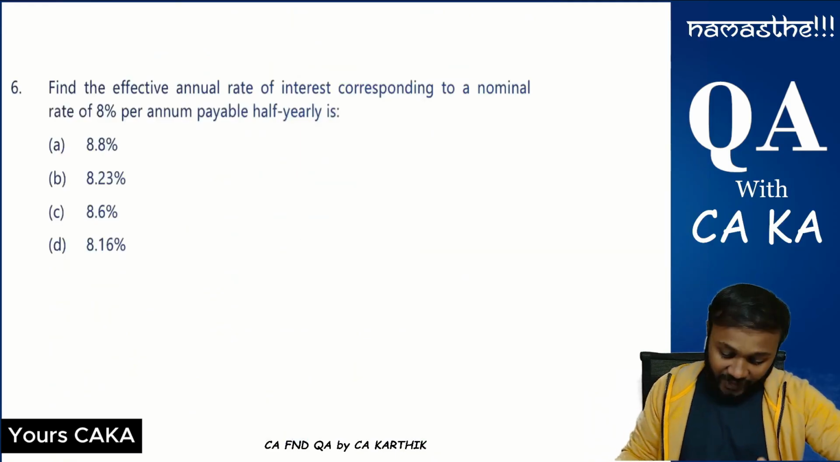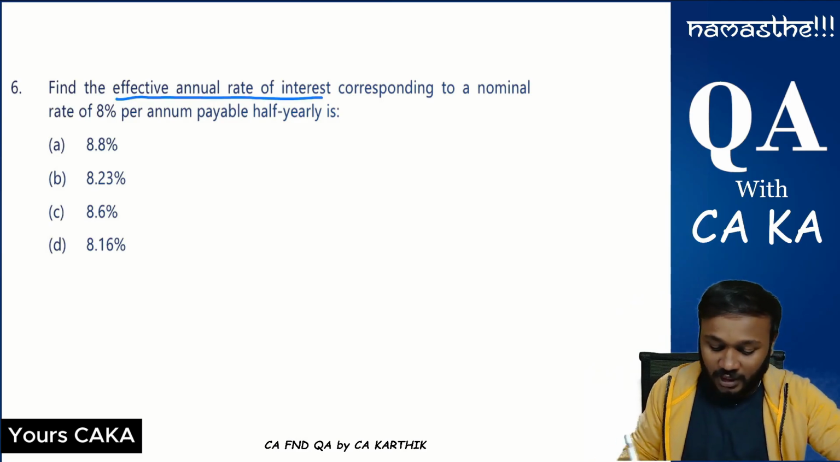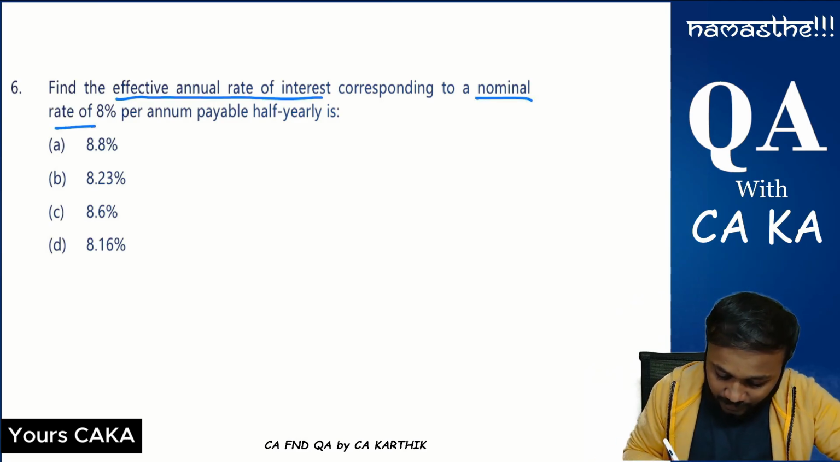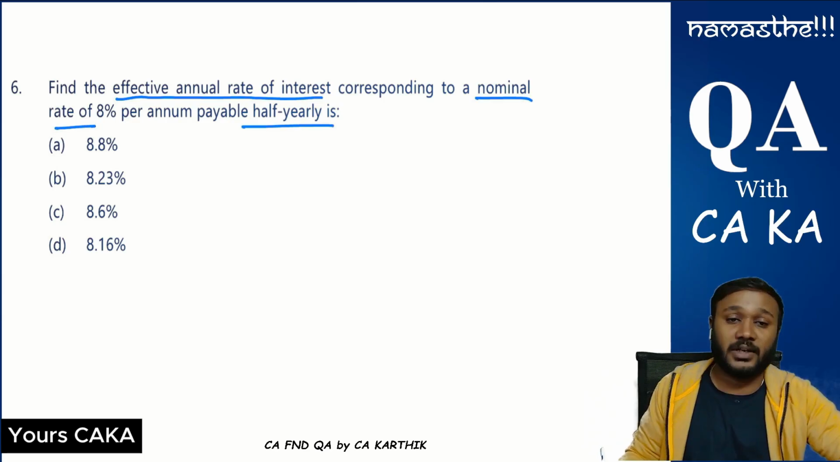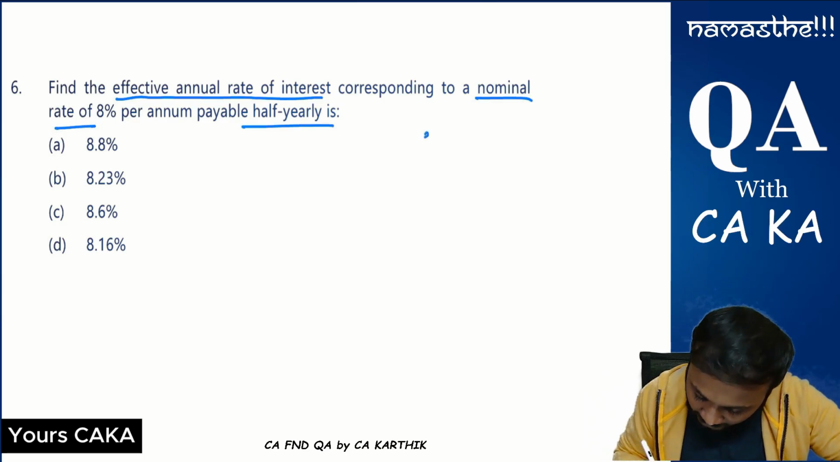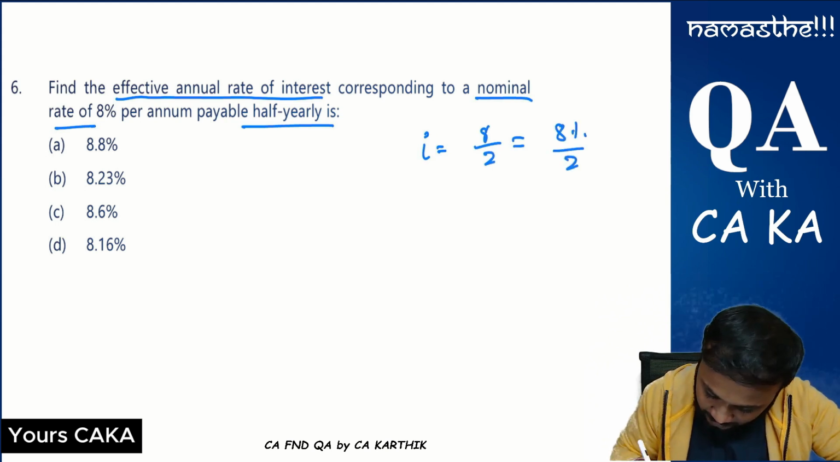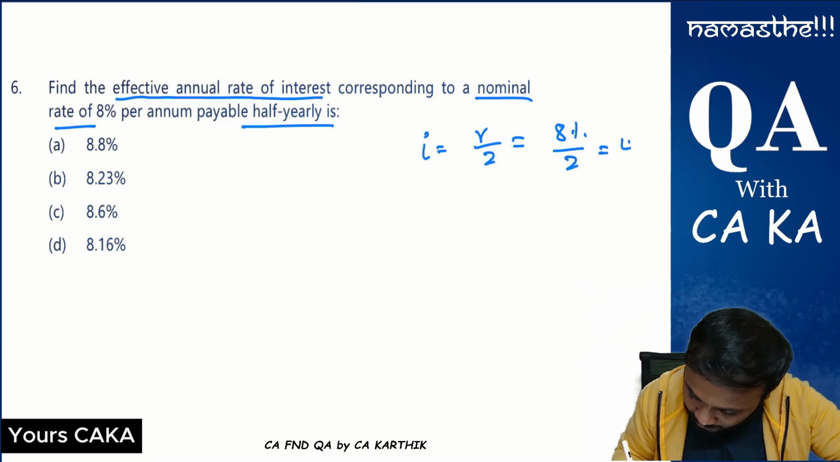Now, sixth question. Find the effective annual rate. They are asking you to find the effective annual rate of interest corresponding to a nominal rate of 8% per annum, payable half yearly. Whenever it is half yearly, remember the periods will be 2. So your interest rate will be R by 2, 8% by 2, which is nothing but 4%.